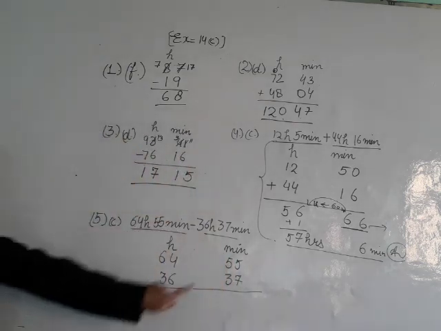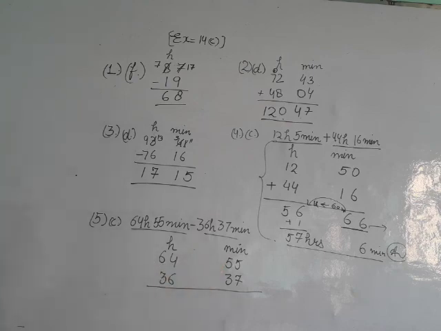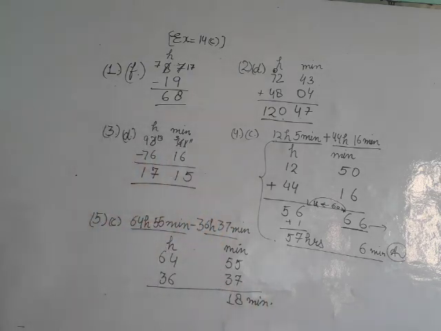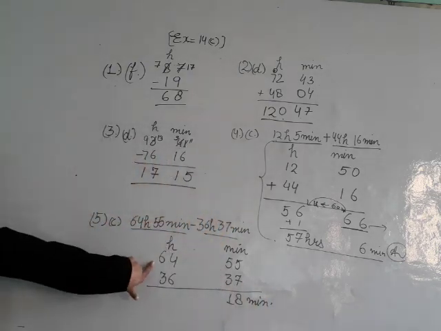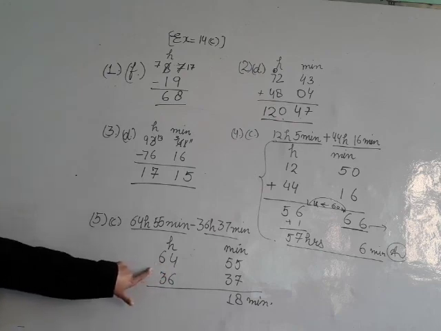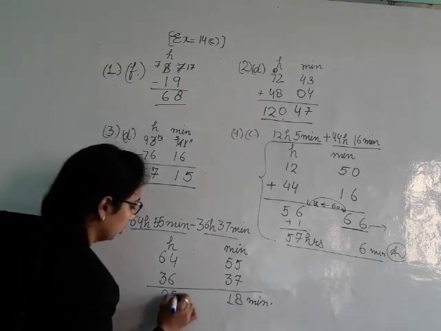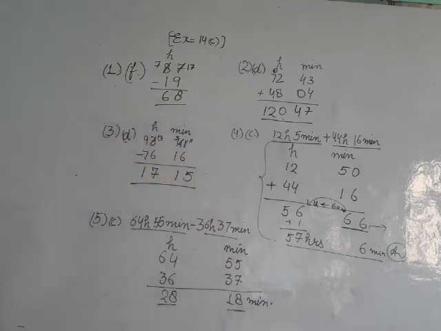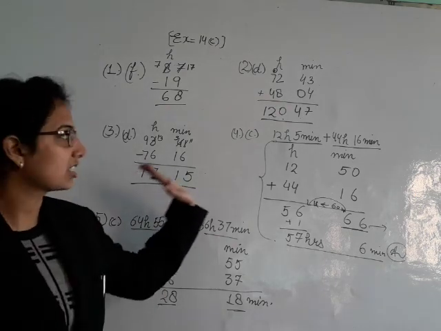If we subtract 37 from 55, then what will be the answer? 18. Simply 18 minutes. Next, if we subtract 36 from 64, then what will be? 28. So here 28 hours and 18 minutes. Understood? So till the 5th question only, you have to do this exercise.